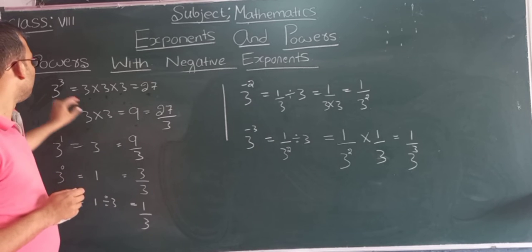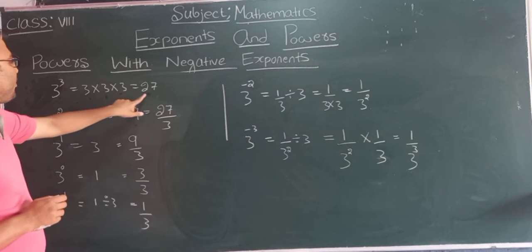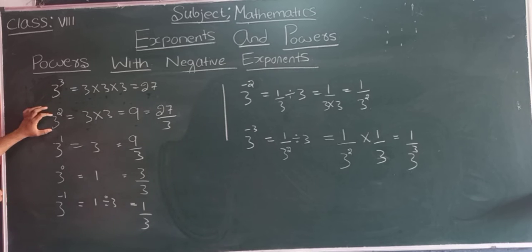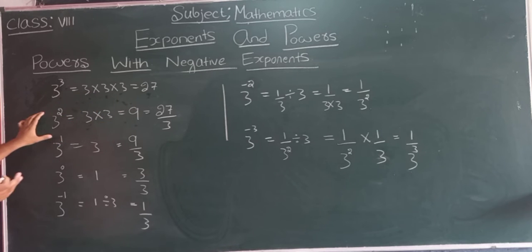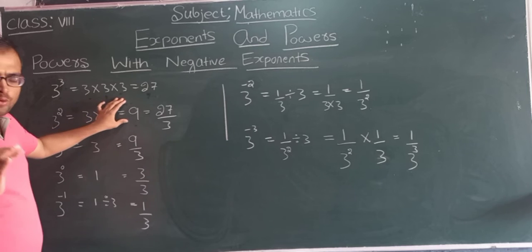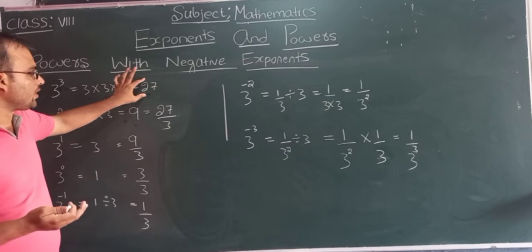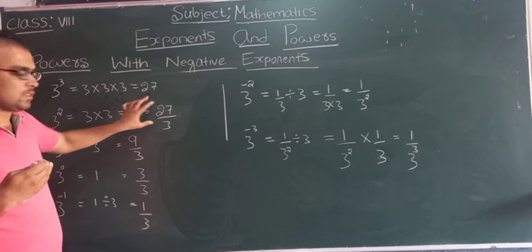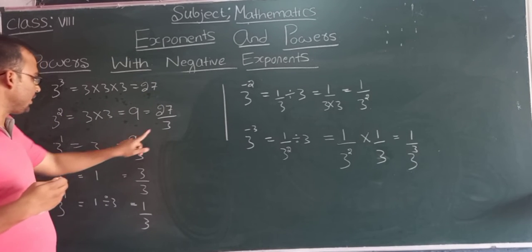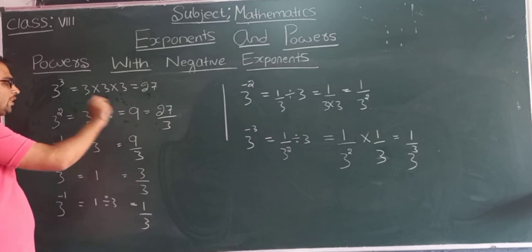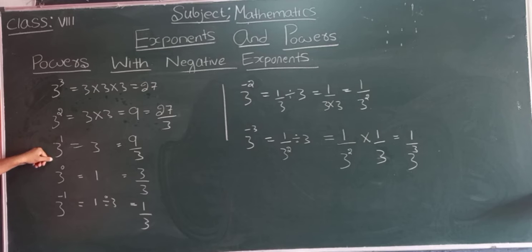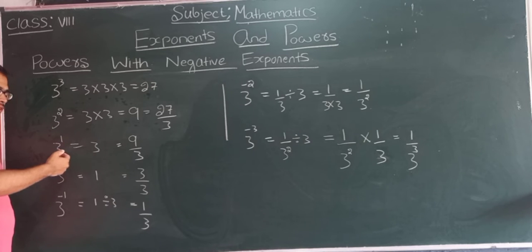Suppose, so here 3 power 3 is what? 27. So here 3 power 2 is there, here the exponential value is decreased by 1. So to get the next value, what we need to do? To get the value of this one, we need to divide the previous value, that is 27, by the base, that is 3. So here the base is 3 now. So when we divide the previous value by the base, we are getting the value, that is 9. Now here 3 power 1. Again here the exponential value is decreased by 1. So to get the value, what we need to do?